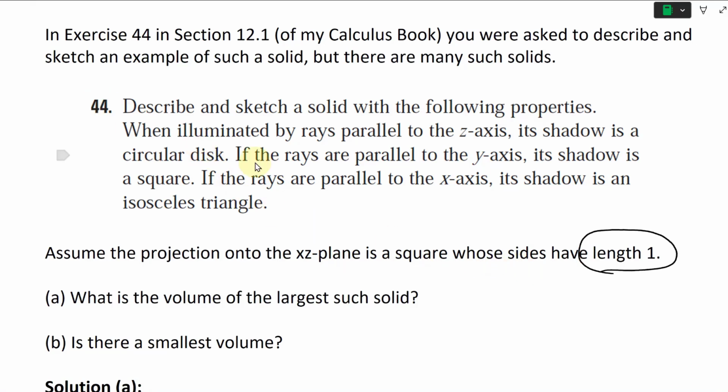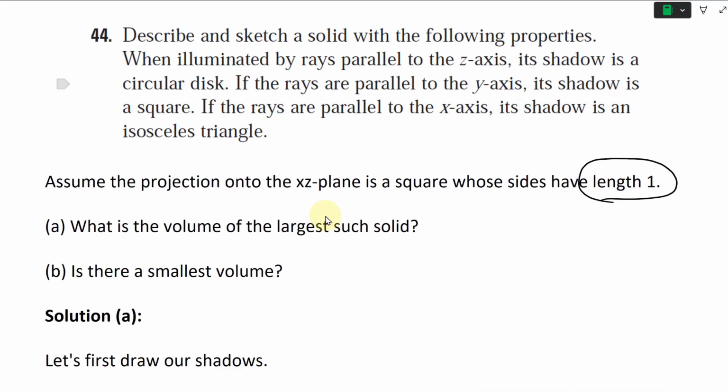Here's the question, just copied and pasted from my calculus book. Describe and sketch a solid with the following properties: illuminated parallel to the z-axis it's a circle, the y-axis a square, and the x-axis an isosceles triangle. We're going to assume that the projection onto the xz plane is a square whose sides have length 1. So then we can find a specific shape like this.